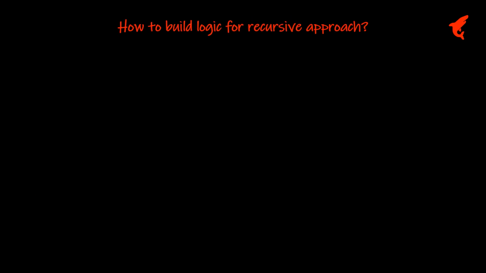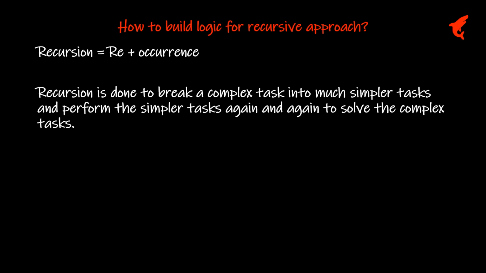So now let us think of how to build logic for solving any problem using the recursion approach. First and foremost, recursion is made of two words, re and occurrence, so something that occurs again and again. Recursion is generally done to break a complex task into simpler tasks, and these tasks are done and the results are combined to solve the complex task.